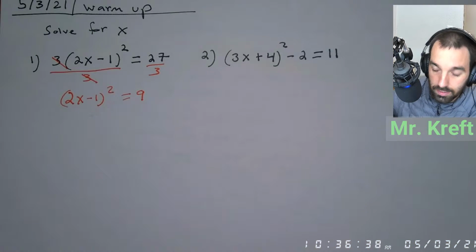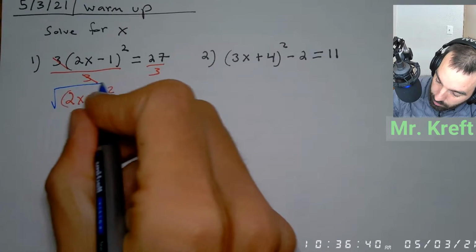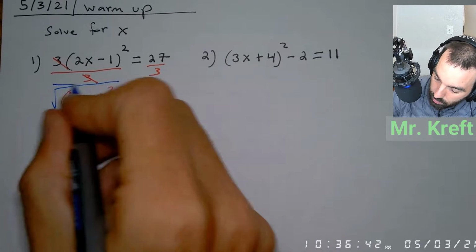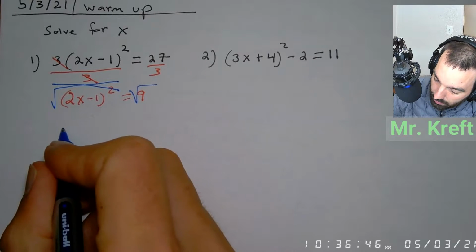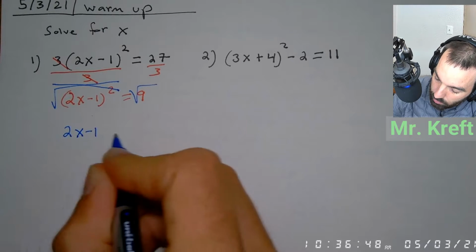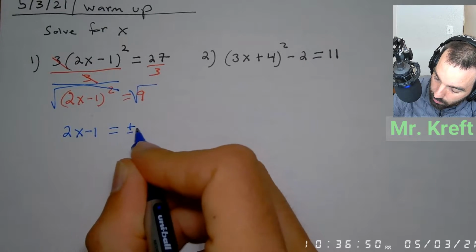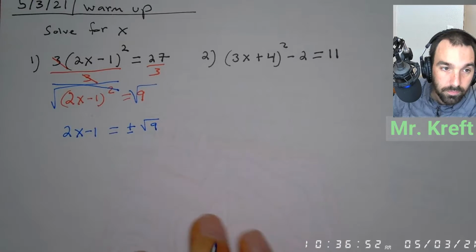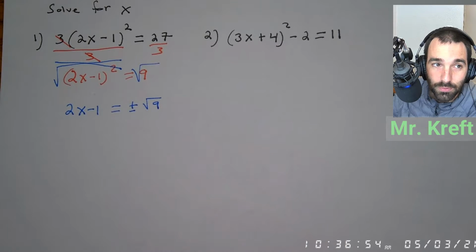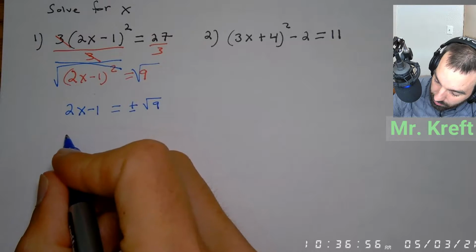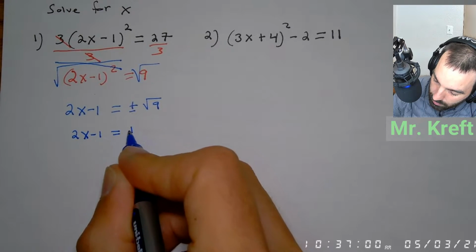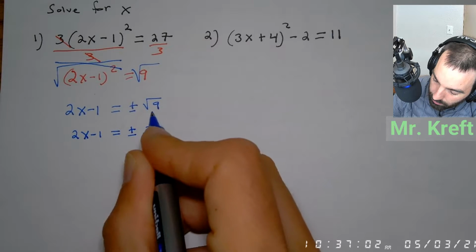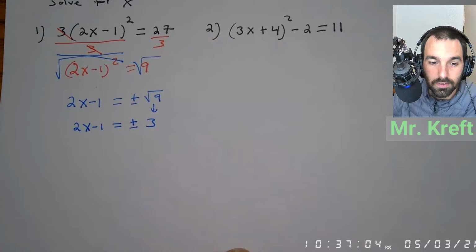So I want to square root both sides. Now, we have to remember, when we square root a square, the square and the square root go away. But when you square root a square, we're going to get 2 answers. We're going to get 2x minus 1 equals plus or minus the square root of 9. Okay? And it turns out the square root of 9 is a really nice number. It's just 3. So I get 2x minus 1 equals plus or minus 3, right? So the square root of 9 is 3.